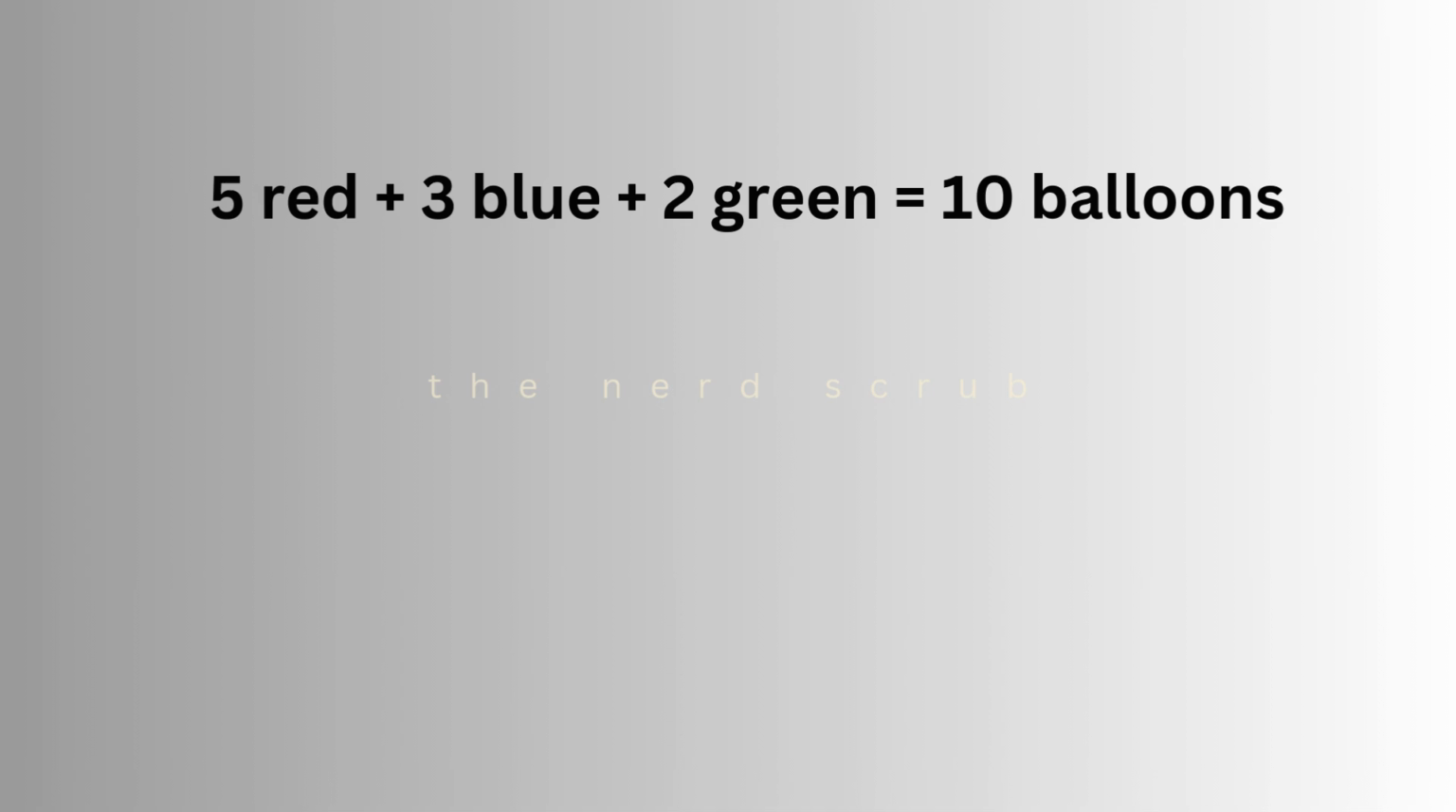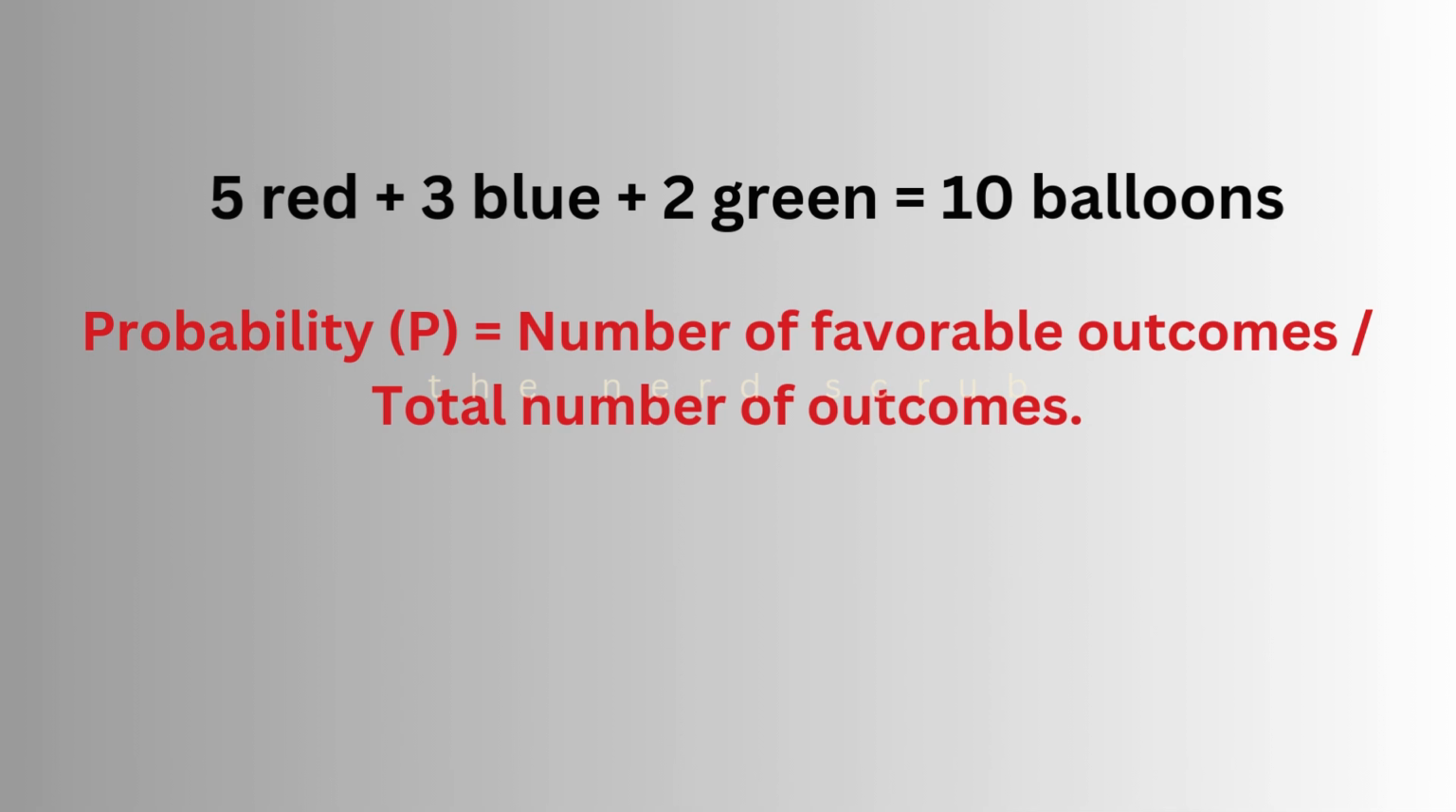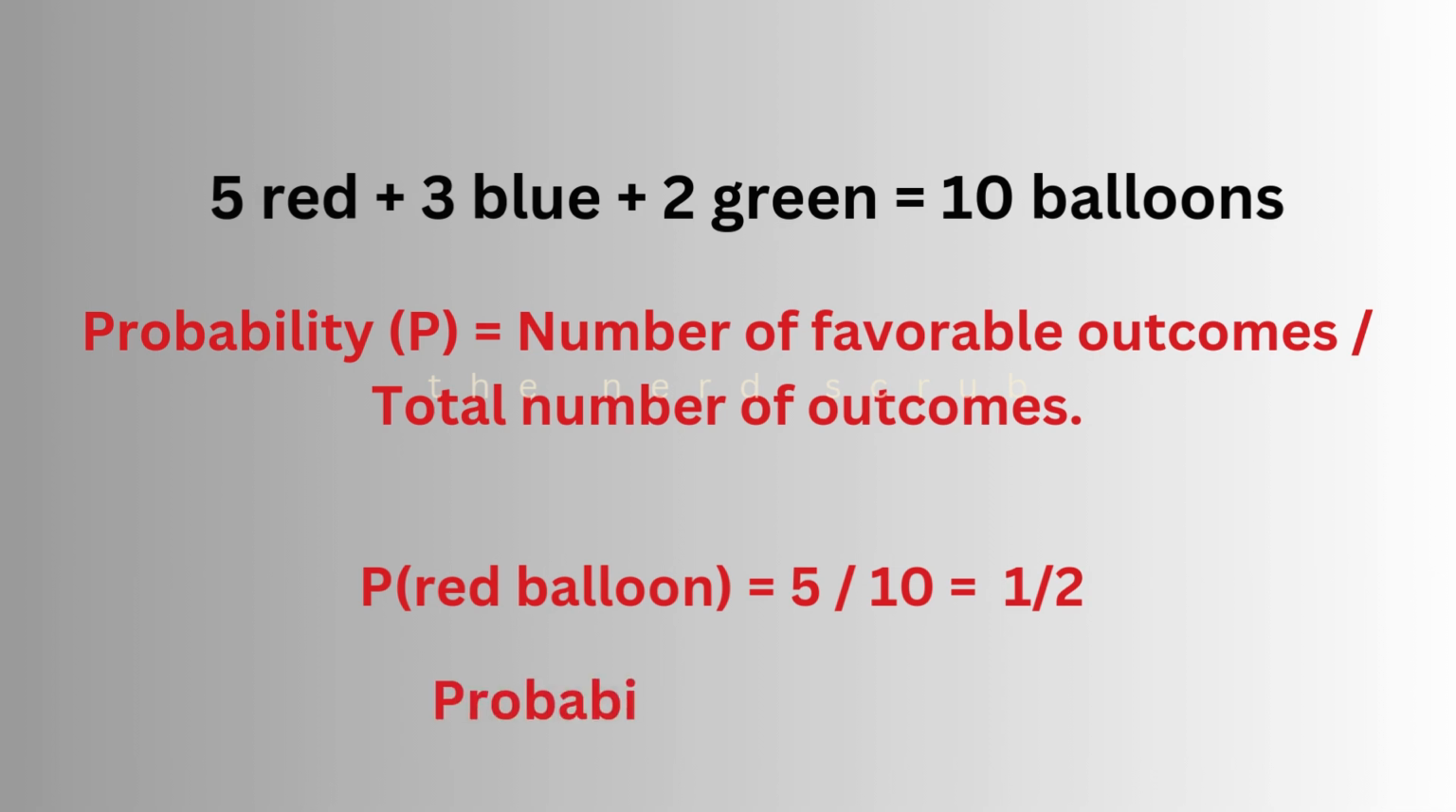To find the probability of picking a red balloon, we use the formula probability, P, equals number of favorable outcomes over the total number of outcomes. In our case, that's P(red balloon) equals 5 over 10, which simplifies to 1 over 2 or 0.5. So, the probability of picking a red balloon is 0.5 or 50%.